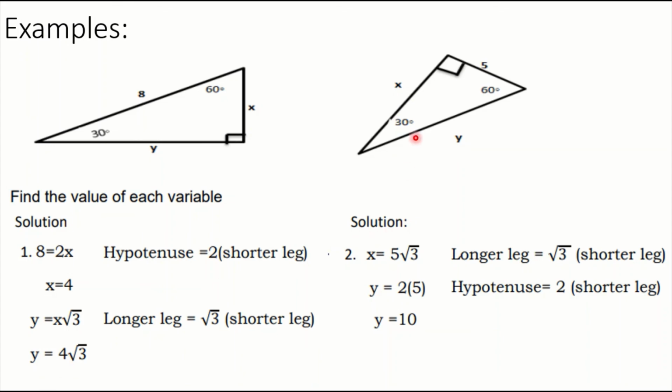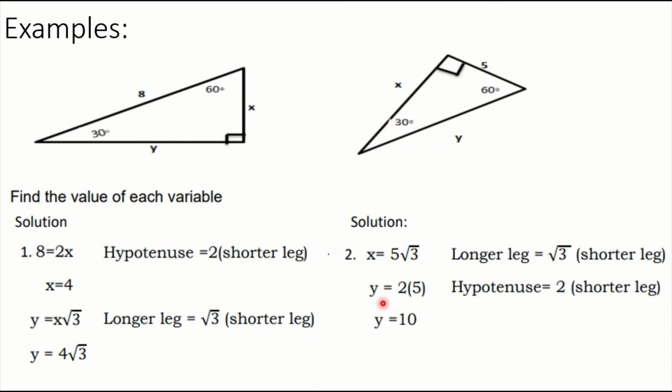Another one, 30, 60, 90. Ang nawawala is yung hypotenuse tsaka yung longer leg. Ang meron ka lang yung shorter leg, which is 5. So, x is equal to 5 square root of 3. So, longer leg is equal to square root of 3 times the shorter leg. So, yung longer leg po ito, x. X is equal to shorter leg, 5 times square root of 3. Kaya naging 5 square root of 3 yung value ng x.